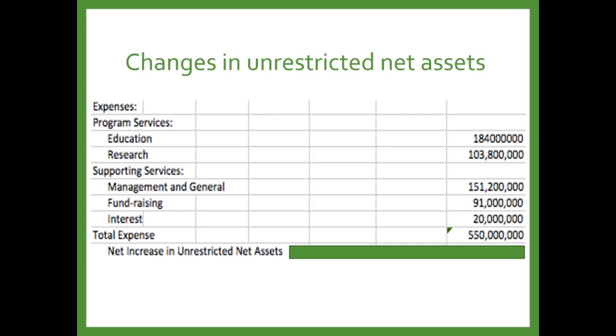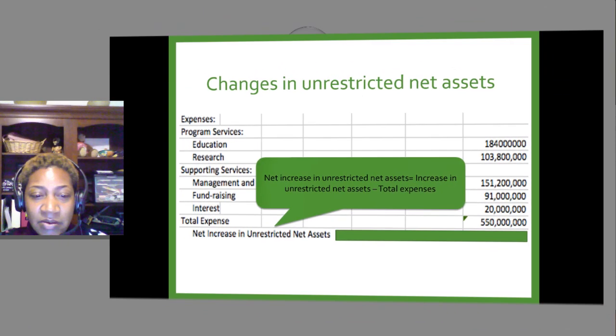So let's take a look at our expenses here in the text and see if we can divvy those up. The first thing you see is education and research, both of which are programs. As you move down, you see management in general, fundraising, direct costs of special events, which we've already taken into consideration above, and then interest. Please remember that interest and fundraising and management in general, those are all overhead type items, so they're going to be considered supporting services. Once we total up those, we come to a grand total of $550 million of our total expense.